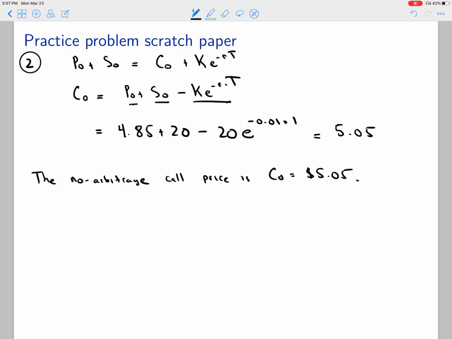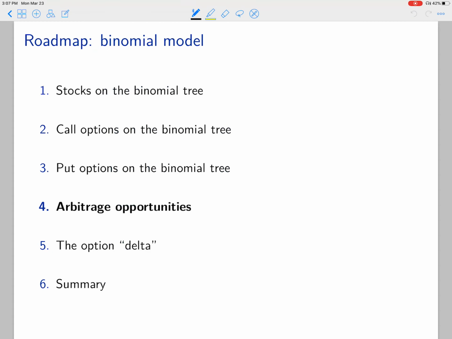Put-call parity is super powerful once we have three of the four unknowns. Okay, that wraps up the third part of lecture 11. Let's take a quick break and we'll resume the lecture in the next video.